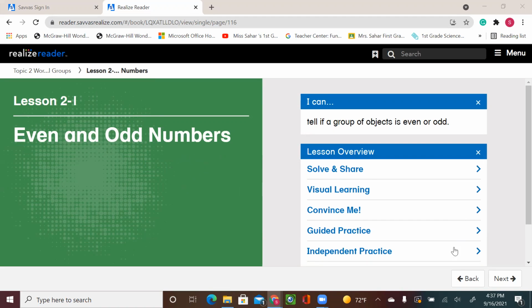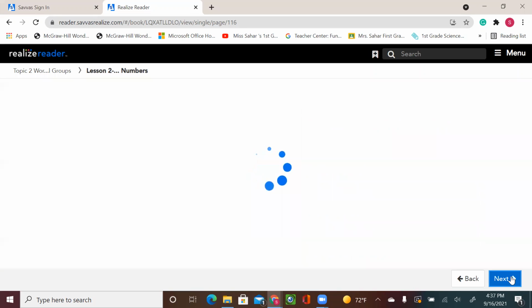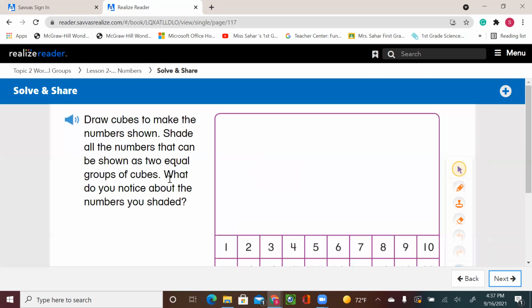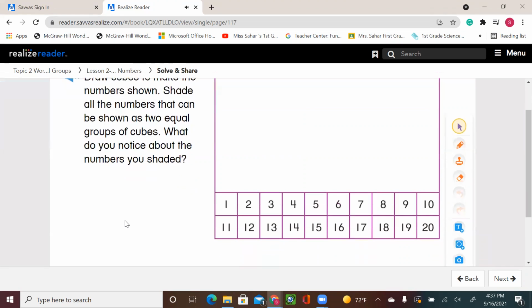So please open your book, page 61, and let's see what we have. Draw cubes to make the numbers shown. Shade all the numbers that can be shown as two equal groups of cubes. What do you notice about the numbers you shaded? All right, odd or even.